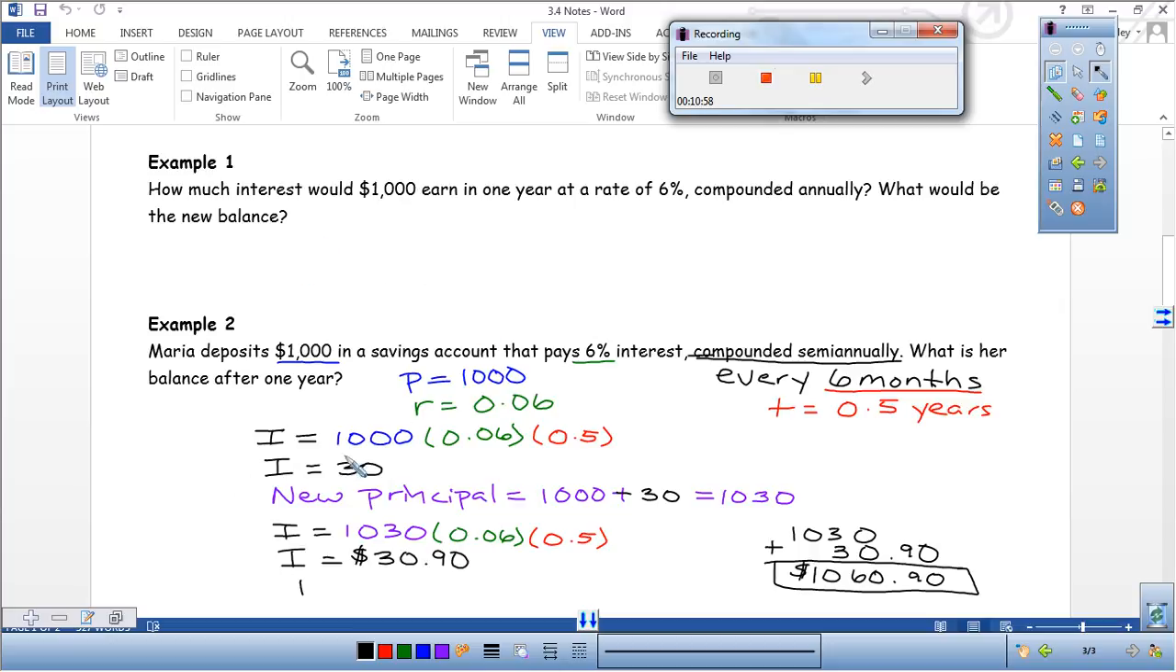Okay, how is that different from example 1 where it just compounded once a year? Well, this was just once a year, and how much interest did I earn on that? $60, right? How much more do I earn here? $60.90, okay? So having compounded twice this year gave me an extra 90 cents, which isn't much for $1,000, but if I had larger amounts and longer periods of time, it would ultimately become more. So having it compounded semi-annually just gave us a little extra help. Any questions over that? Okay?